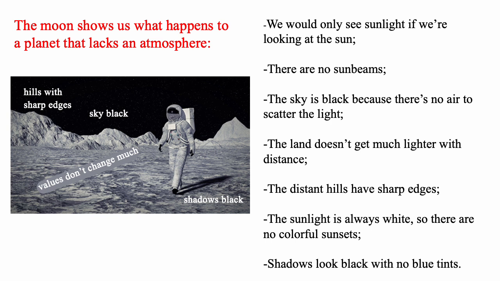The moon shows us what happens when a planet lacks atmosphere. This guy would only see the sun if he's looking at it. He doesn't see sunbeams. The sky is black. The values don't change much from the foreground to the background. The distant hills have sharp edges. The sunlight is white and shadows are either black or gray with no blue tints.